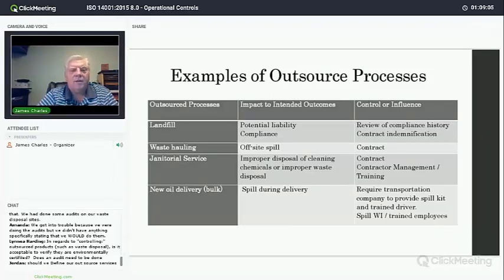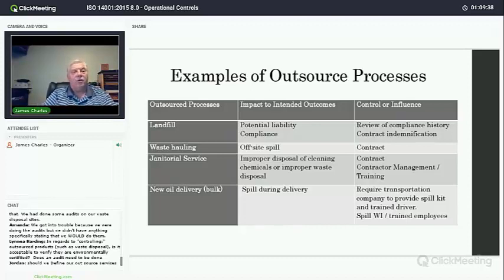Last example would be the delivery of new oil. So one of the impacts to our intended outcomes could be a spill during product delivery. So our control or influence could be the requirement to the transportation to have a spill kit on their truck and drivers that are trained in spill response, that we have a spill response work instruction, and that our employee is always present during the filling of our tank. Those would be different types of control or influence.